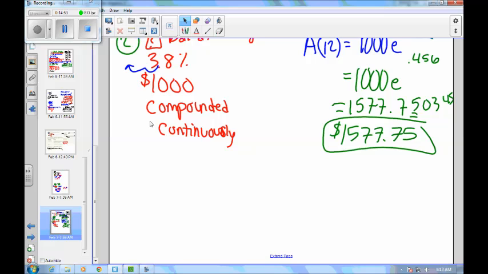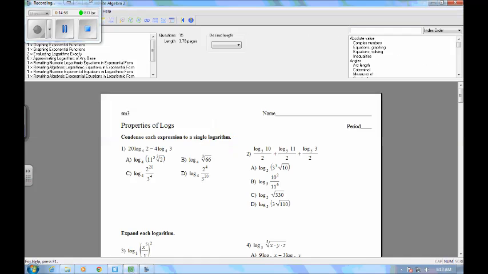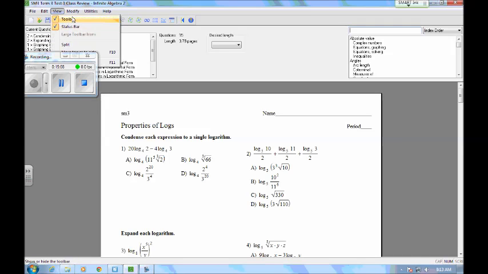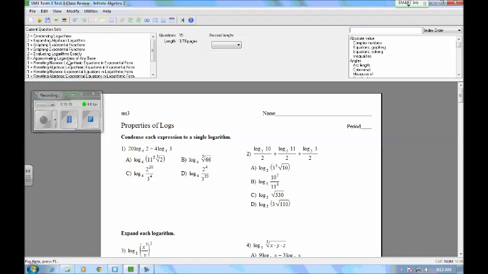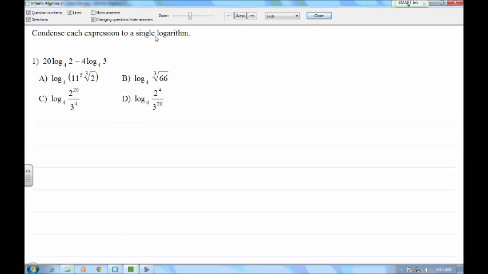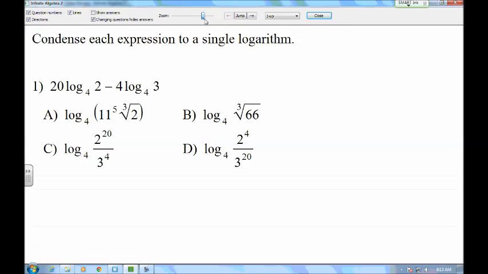All right, then we're going to move to logs. I've created a couple of review problems, starting with condensing logs. As we go through these, I will probably help you with the first and then let you try the next one. I do have my Smart Ink. I hope it lets me write on the board today. Yesterday it wasn't letting me write.